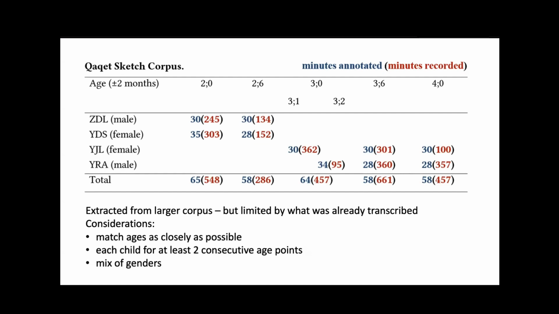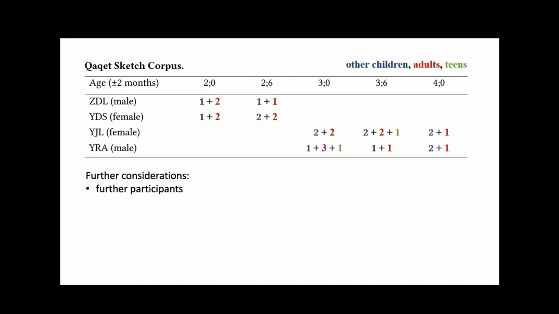And different from the Pitjantjatjara case we just saw, we do have a gap between 2;6 and 3. So we don't have data from the same child across this gap, and we can't compare the development within the same child between the ages of 2;6 and 3. And we also attempted a mix of genders, which looks as if it beautifully worked out, but it was a total coincidence. Can you move on, Evan?